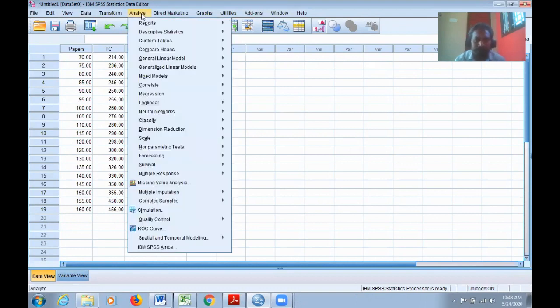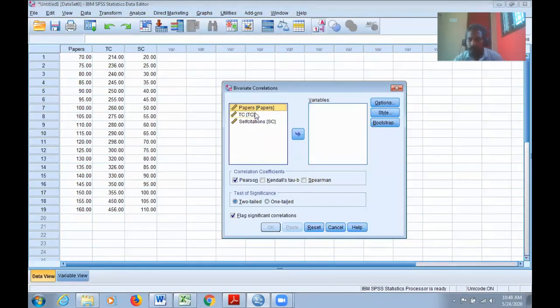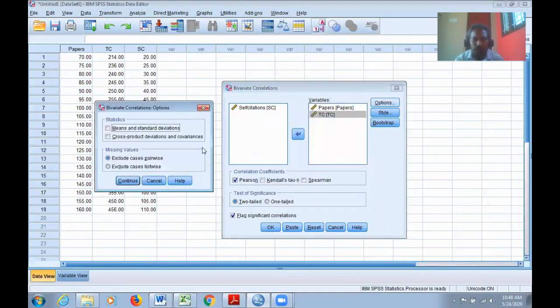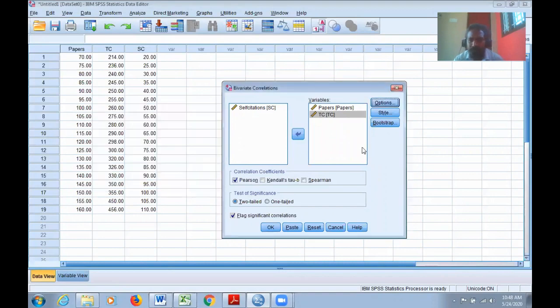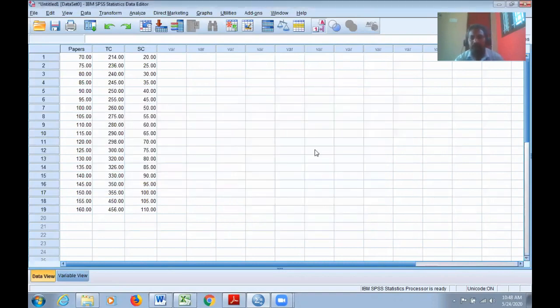So let me go to Analyze. In Analyze, I'll go to Correlate. I select Bivariate. So Analyze, Correlate, and I go to Bivariate. I have to find out the relationship between number of papers published and total citations received. So I have selected both the variables for which I want to find out the existence of the relationship. Here click Pearson. Pearson is the most popular bivariate correlation test. Say Options. If you want mean and all, you can take it. If you don't want, just leave it. Say OK, and you get a result.